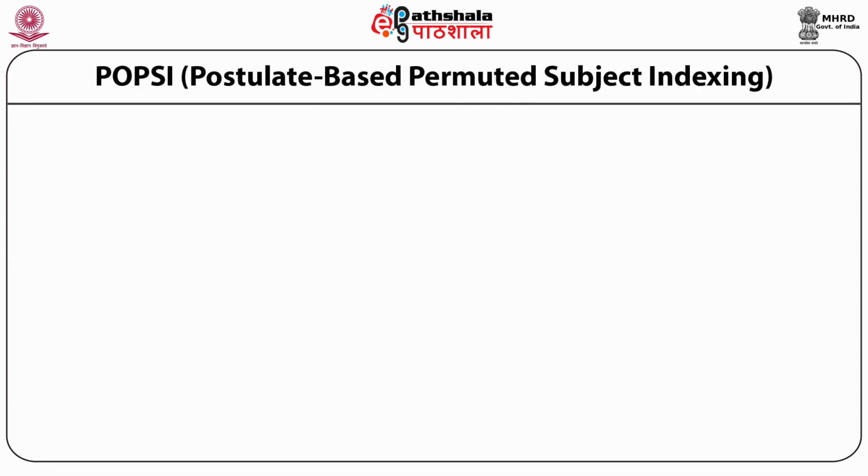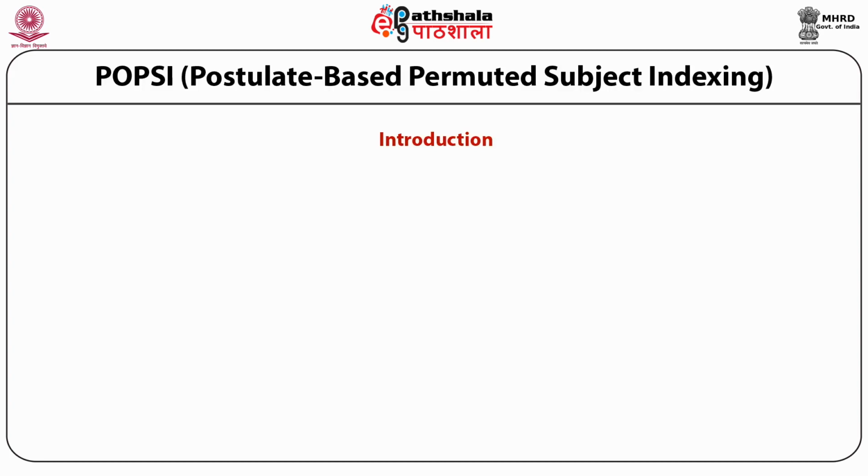POPC, Postulate-Based Permuted Subject Indexing. Introduction. Chain procedure devised by Ranganathan has been a significant landmark in subject indexing both in India and abroad. Its major weakness has been its dependence on a scheme of classification. The class number is the basis of chain procedure. If the class number of a document is constructed on the basis of a structurally defective scheme, the chain procedure cannot index the document properly.